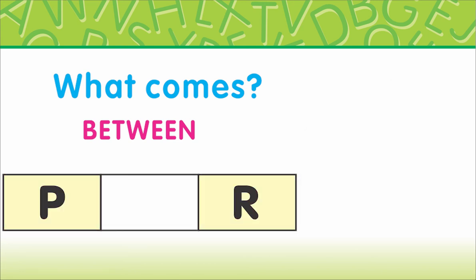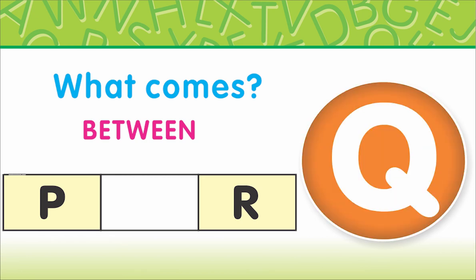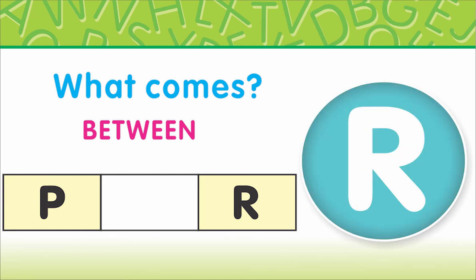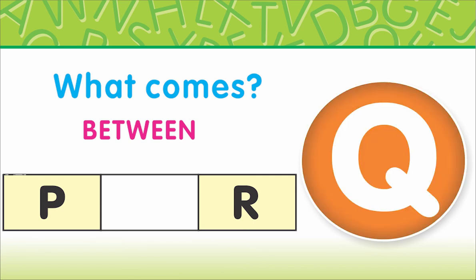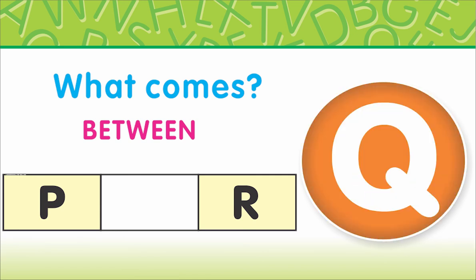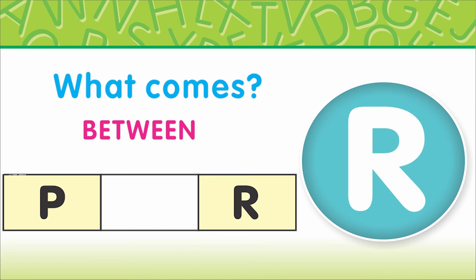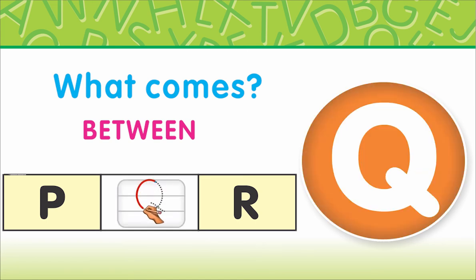What comes between P and R? First we say P, then Q and R. P, Q, R. Q comes between P and R. So we write here Q.